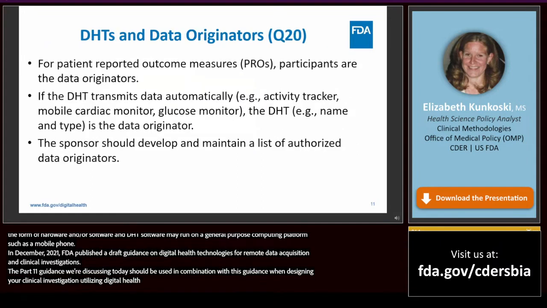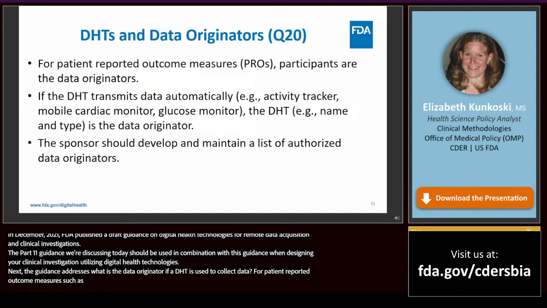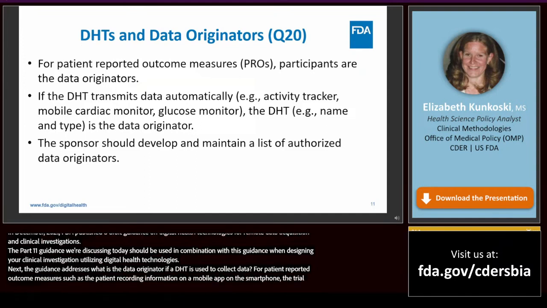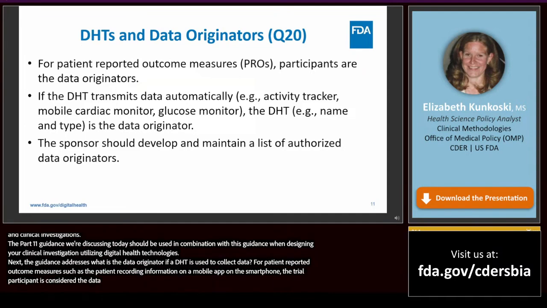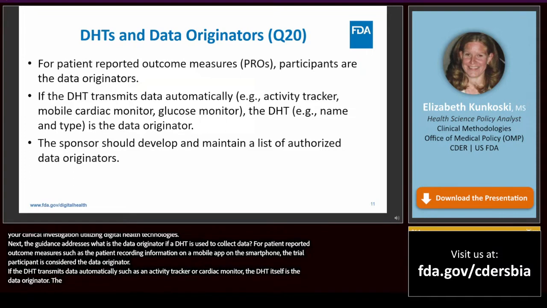Next, the guidance addresses what is the data originator if a DHT is used to collect data. For patient-reported outcome measures, such as the patient recording information on a mobile app on their smartphone, the trial participant is considered the data originator. If the DHT transmits data automatically, such as an activity tracker or cardiac monitor, the DHT itself is the data originator. The sponsor should develop and maintain a list of authorized data originators for each clinical investigation.